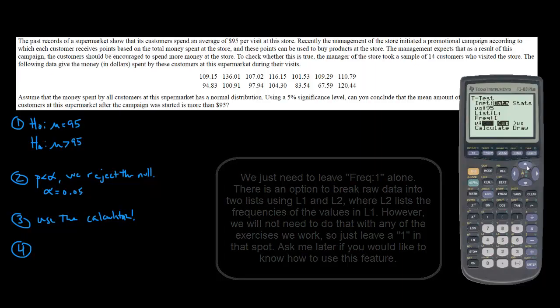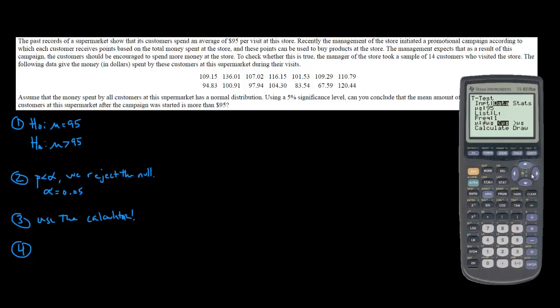Okay. What do we want to see? We want to do not a two-tailed test because we don't want to see if there's just a difference. We want to know if mu is actually greater than 95. So that's a right tail test. Okay. So we go down here and calculate and see what happens.